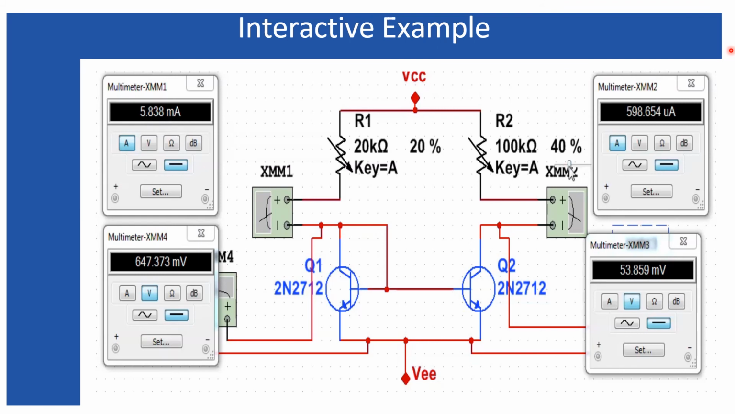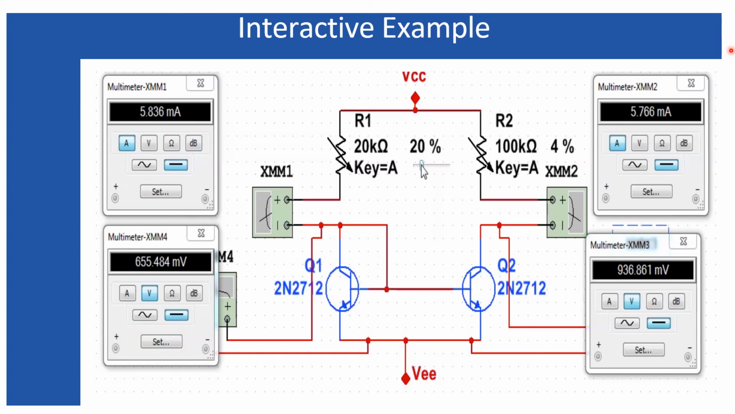Now let's see what will happen if I vary this one, keeping this one constant. Before that, I'm bringing it back to 4 kilo ohm. Look here, as I brought this resistor down to 4 kilo ohm, again both of these currents are approximately equal to each other. Now I am going to vary this one.